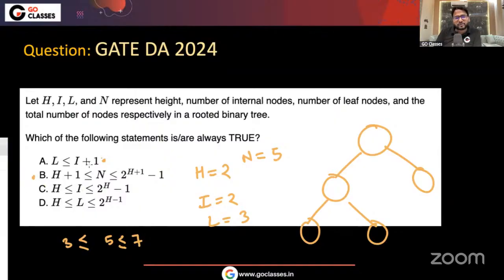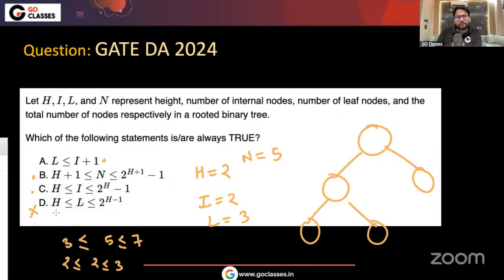Currently I'm not saying this is 100% true, but I'm just saying if I can, using a simple example, nullify some of these. H is 2, less than or equal to I, which is also 2, less than or equal to 2 power 2, which is 4 minus 1, 3. Okay, this also seems to be true. H is less than or equal to L, which is 3, less than or equal to 2 power H minus 1? No, so this is false.